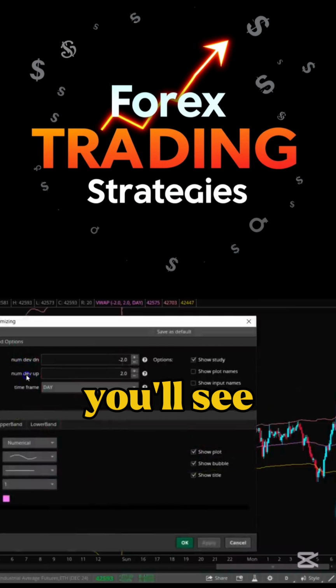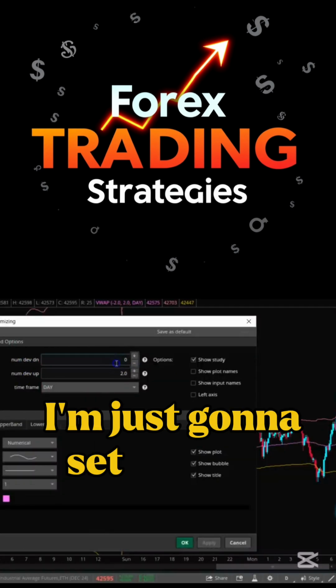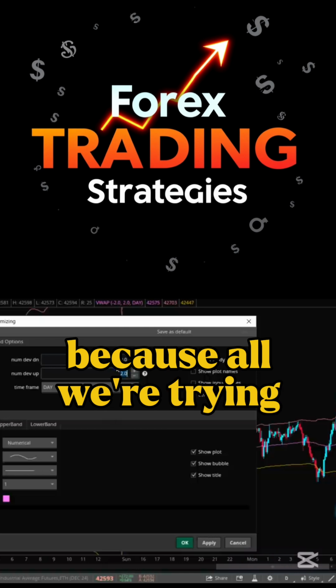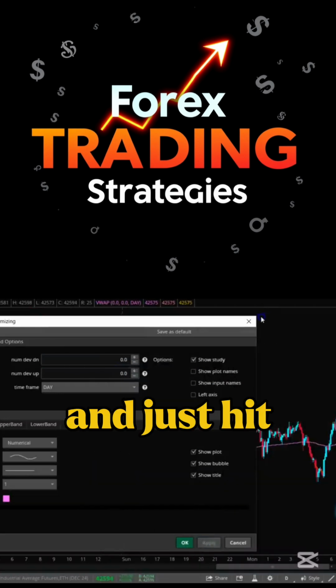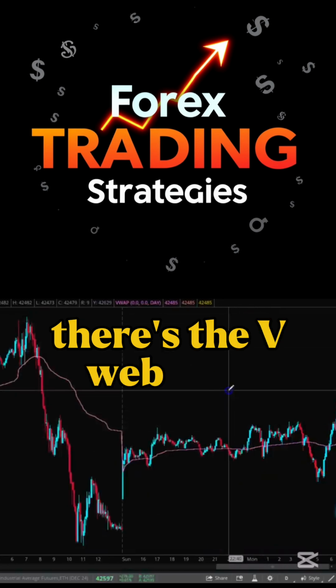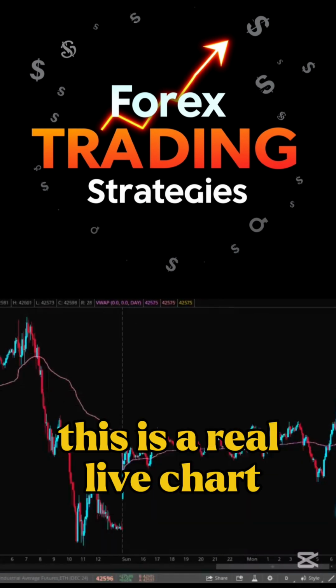You'll see these two inputs at the top, the upper band and lower band. I'm just going to set these at 0 because all we're trying to pay attention to is the VWAP itself, and just hit apply and you'll see, well, there's the VWAP. Now going back to the whiteboard, now take a look. This is a real live chart.